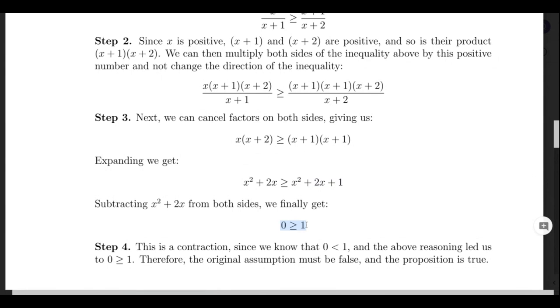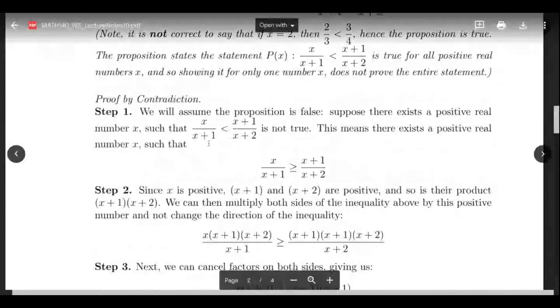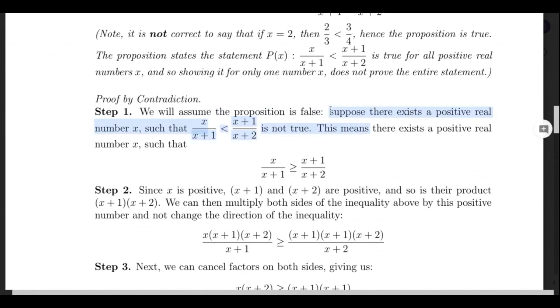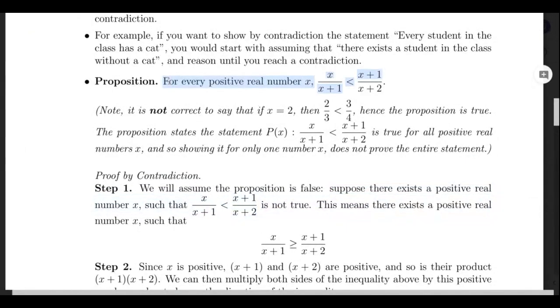Since we arrived at a statement that is not true, 0 greater than or equal to 1, we know it's not true. So if it's not true, then we go back. We say, okay, the assumption must be false. So this is the assumption, the "suppose." So this assumption must be false. In turn, this proves this is true.